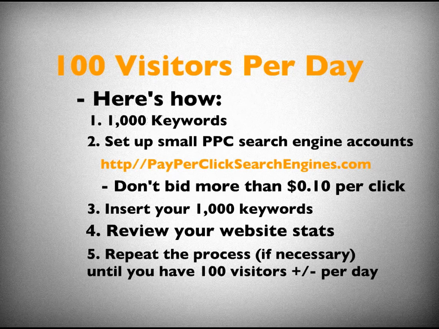If I don't, I have to take those same 1,000 phrases and plug them into a second linear bid system, or even a third, or maybe even a fourth. But we repeat that process until we have those 100 visitors a day. So this is the exact step-by-step process that I use to generate 100 visitors a day to my website, which is our initial traffic that we want coming to our website.